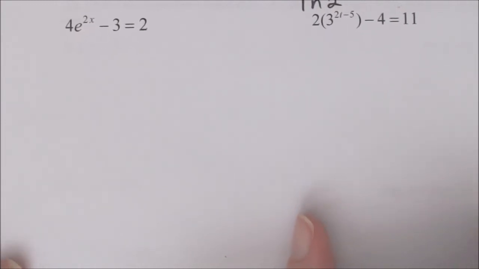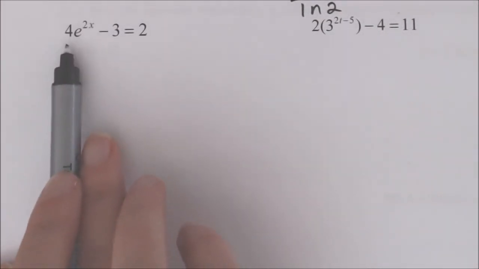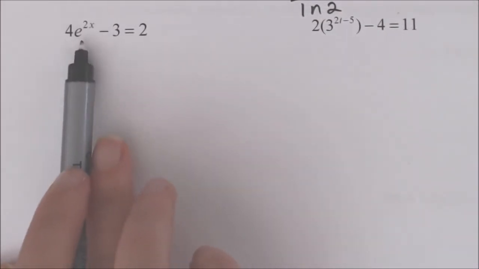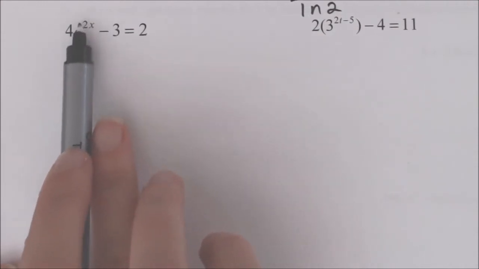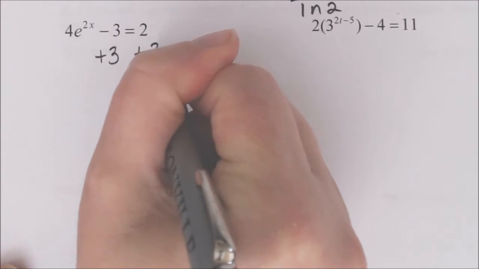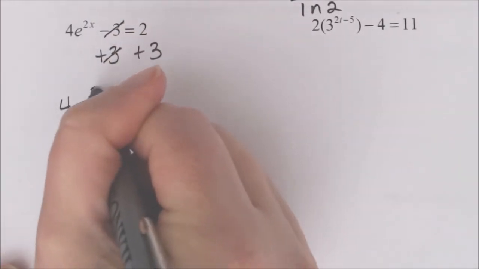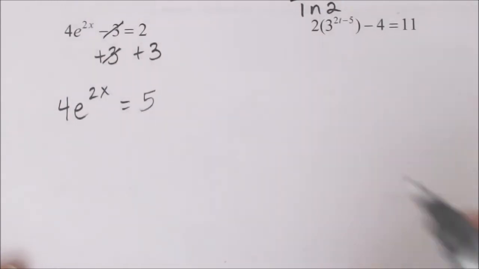Okay, let's take a look at the next example. We've got 4e to the 2x minus 3 equals 2. So we want to isolate the exponential term. The best way to do that, think about just solving this like a normal equation. I want to get this e to the 2x by itself. So what do I need to move first? I'm going to add 3 to the other side. And so that gives me 4e to the 2x equals 5.